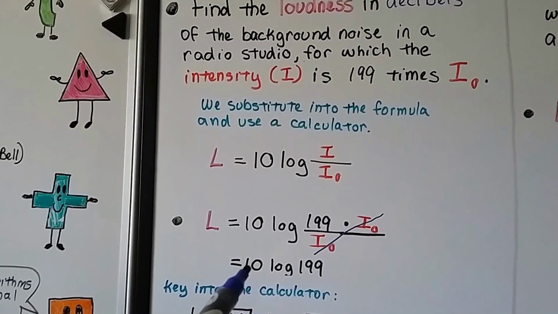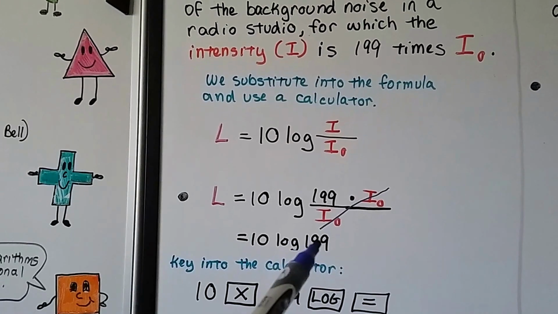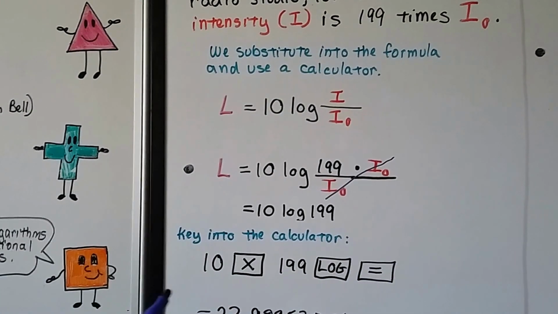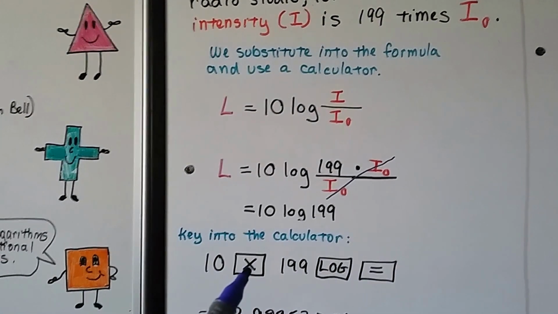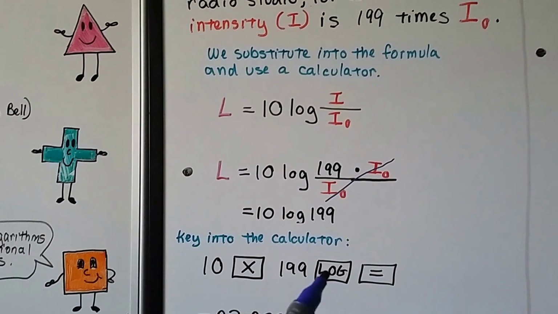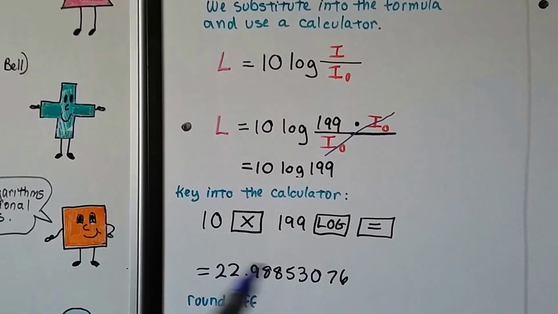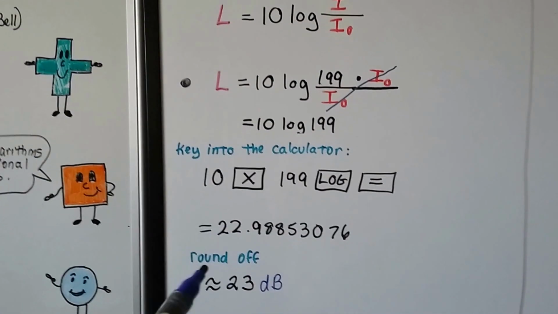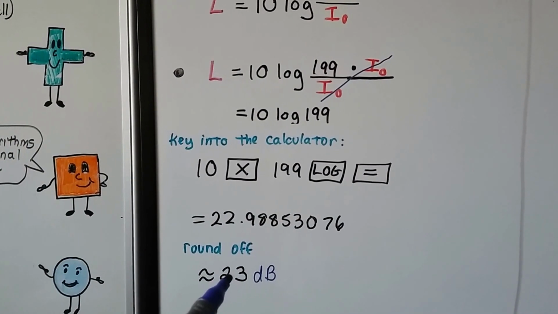So we just have 10 times the log of 199. If you have a scientific calculator, you put in 10, you hit the multiplication button, you enter 199, you hit the log button, and then you hit equal, and you'll get this. We can round this off to 23 decibels.